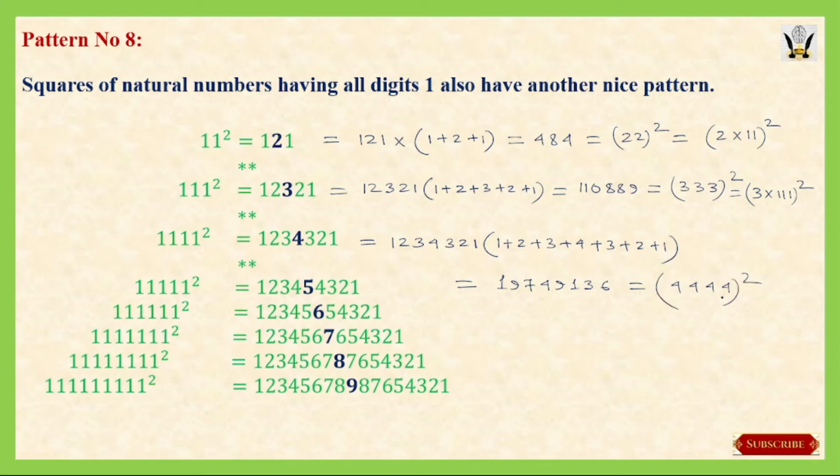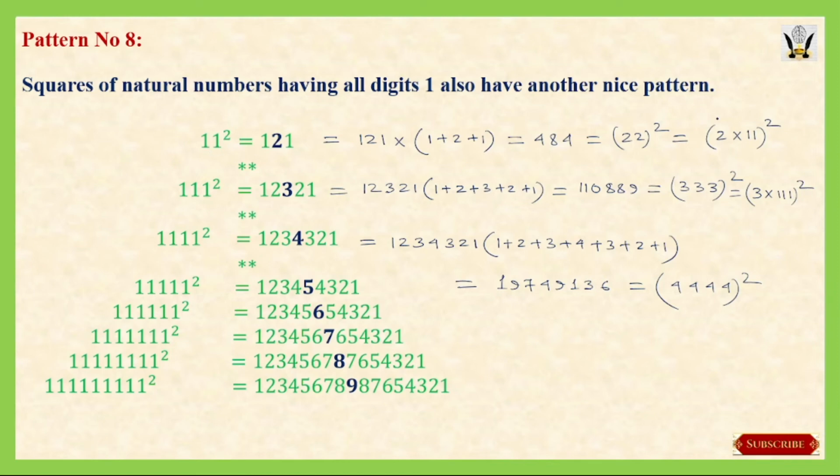So I hope you have already identified the pattern. Here it is the square of 11, and with 121, the square value of 11, we have multiplied the summation of these three digits, and whatever value we have obtained here is the square of 22. And 22 means 2 multiplied by 11. What is the relationship with this 11?